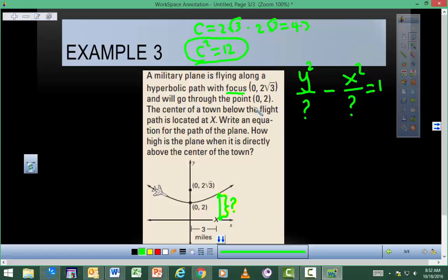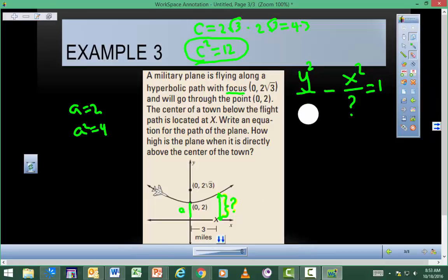Alright, well now we know this distance here. This is the a distance. So a is 2, isn't it? So a is equal to 2, so a squared then is equal to 4. That means we figured out this part of the equation. That's 4. We have yet to figure out this part.